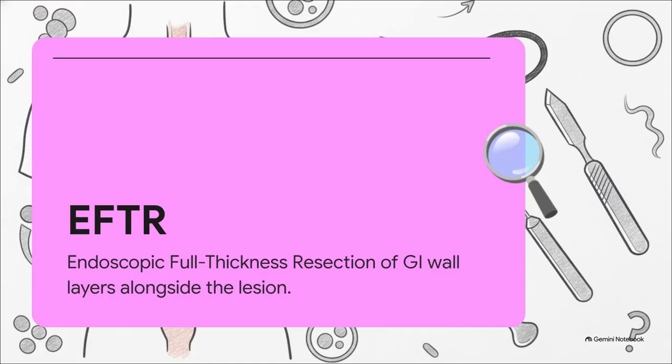And finally, what about those really tricky lesions, the ones deep in the muscularis propria or growing outward from the GI tract? For those, we have EFTR, endoscopic full thickness resection. Back in the day, these automatically meant a surgical wedge resection. But today, using advanced over-the-scope clips and suturing systems, we can deliberately cut straight through the entire GI wall, pop the lesion out, and safely stitch up the full thickness hole entirely from the inside. It is a massive leap forward in therapeutic endoscopy.